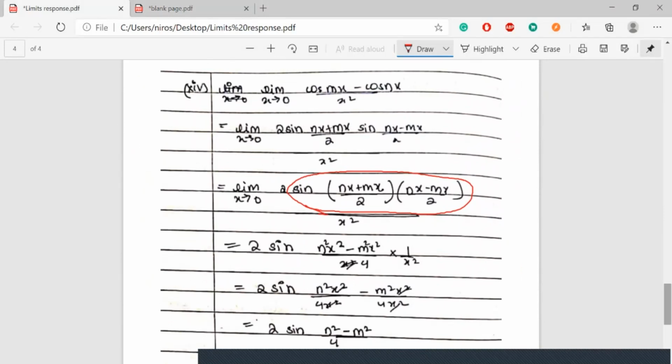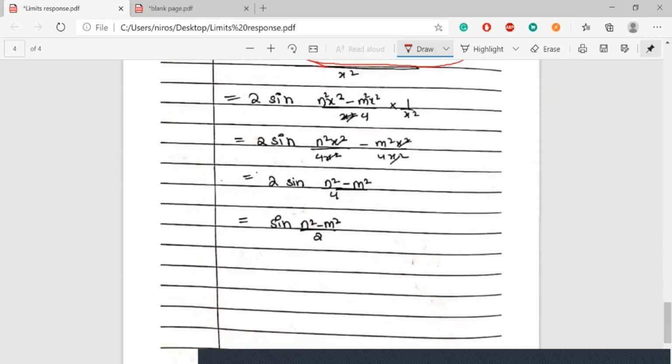That's the same question. See, here you have taken sine and sine. You have taken common sine, right? That's why, as I told you before, you can't take the value which is inside of the sine as common. Here you took sine common, then you calculated, and you got the answer as sine of (n square minus m square) by 2. The answer is just (n square minus m square) by 2. Sine won't be there.